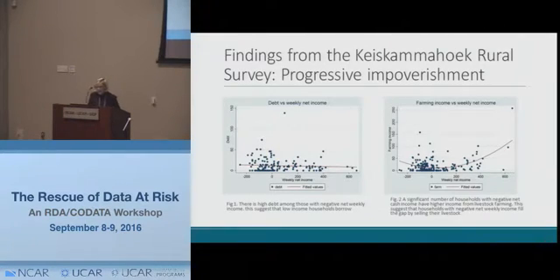So these are some of the findings from the Kaiskammerhoek Rural Survey. Progressive impoverishment: people were moved around, they lost their traditional livelihoods, and this is just one table showing the debt. So they asked the question in the survey, does the household have any debt? Who do you owe money to? And from the data, you can see that people were progressively borrowing more and more. So their traditional incomes were not available to them.